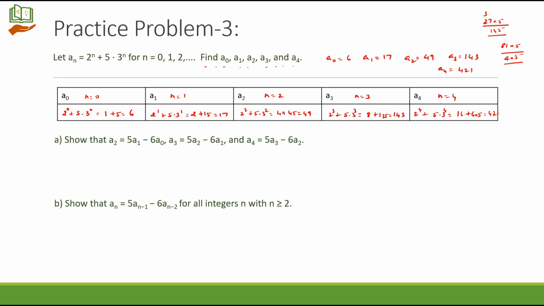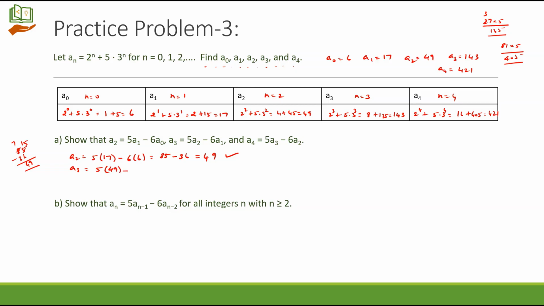Now let's go for a subdivision problem. Show that A2 is equal to 5 into A1 minus 6 into A0. So let's go for A2. What is 5 into A1 value? It is 17 minus 6 into A0, which is 6 again. 85 minus 36 will give a value of 49. Do we have 49 for A2? Yes.